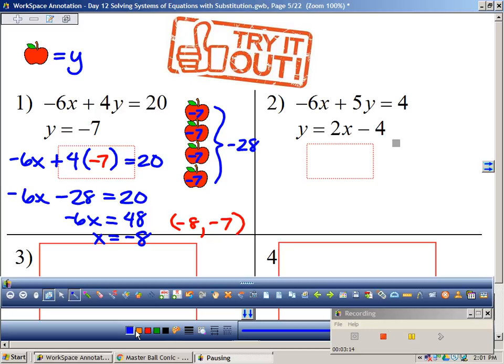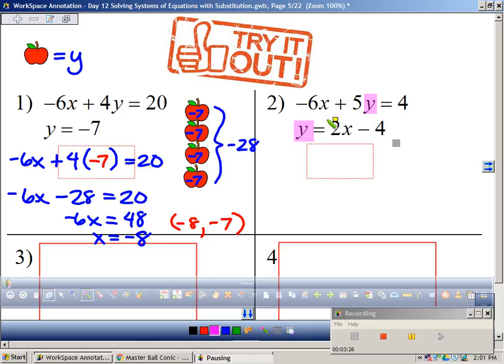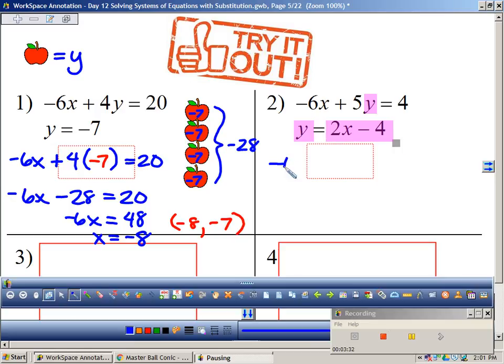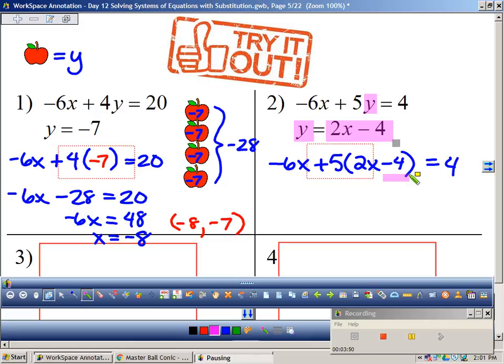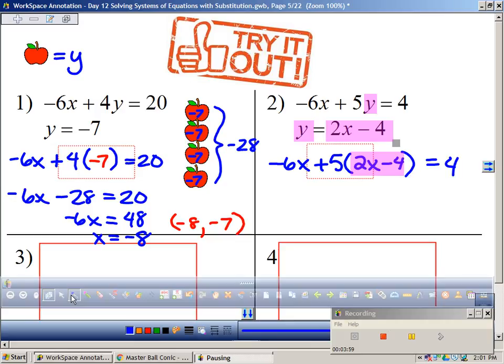So I have a y here, 5 y's, like 5 apples. But it tells me that y equals 2x minus 4. So I say to myself, I have negative 6 x's plus 5 y's, but I know what y's are. They're 2x minus 4. And then equals 4. All right, so now I have all x's, so now I can solve.